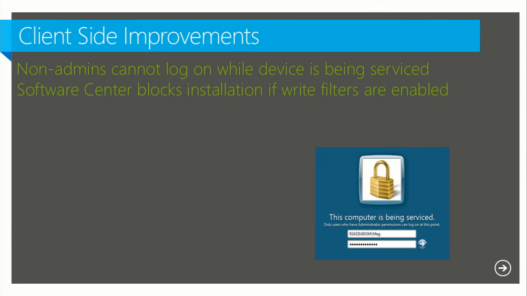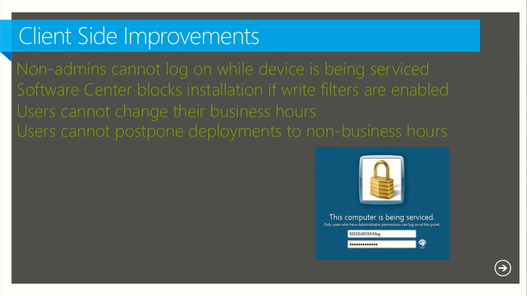When Brian walked through the demo, he showed that when he deployed the application, it had to be required and not available, because if it's available, the Software Center has disabled the option of install for an embedded device. Even if you make it available and deploy it, it's useless because you cannot install it from there. So Software Center blocks installation on write filter enabled devices. Users cannot change their business hours or non-business hours, and they cannot postpone deployments to non-business hours for embedded devices.